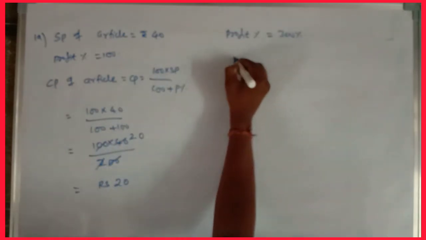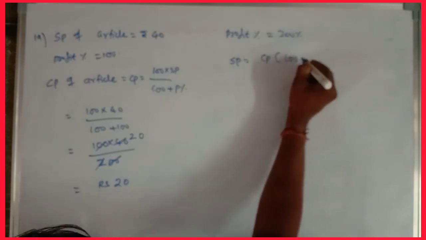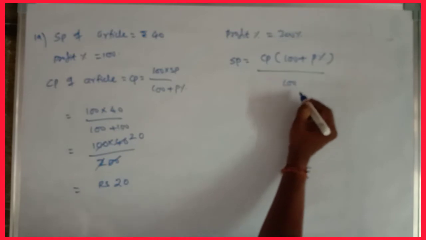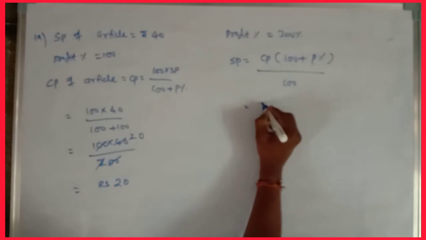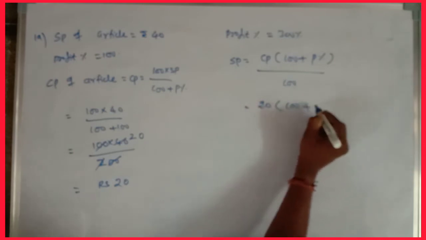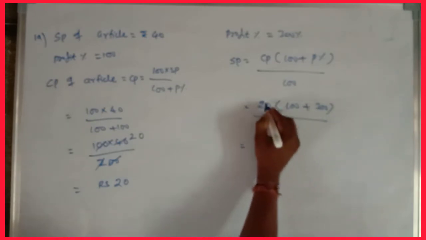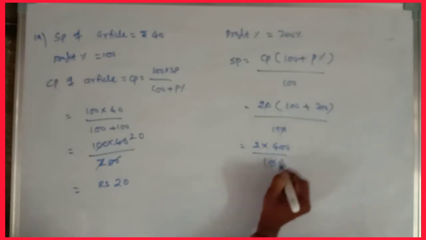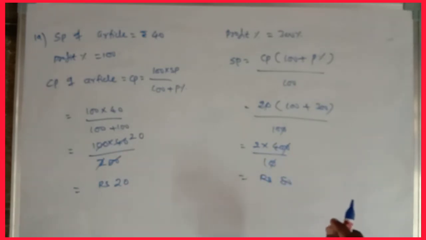Now selling price, SP is equal to CP into 100 plus profit percentage by 100. So that's equal to CP, which is 20, into 100 plus 300 by 100. So 0, 0 cancel. 2 into 100 plus 300 is 400 by 10. 0, 0 cancel. 4 twos are 80 rupees. So if 300% profit is needed, it means 80 rupees is what that person has to sell at.